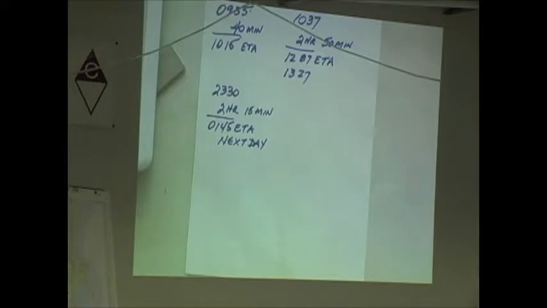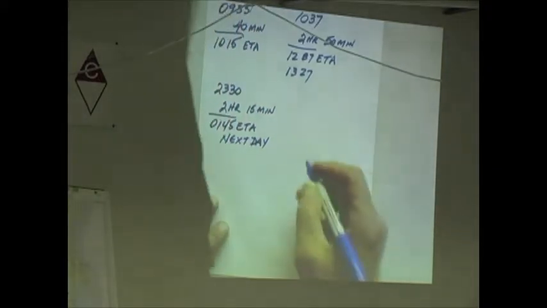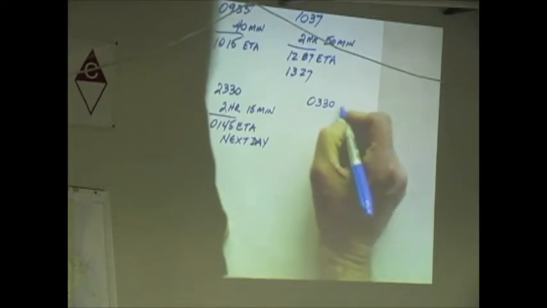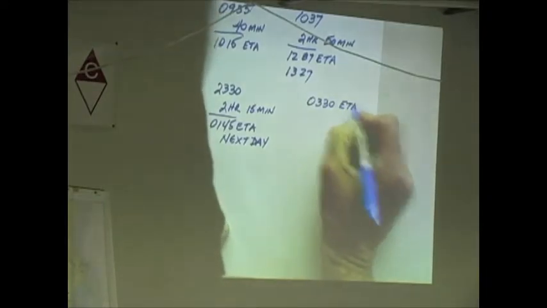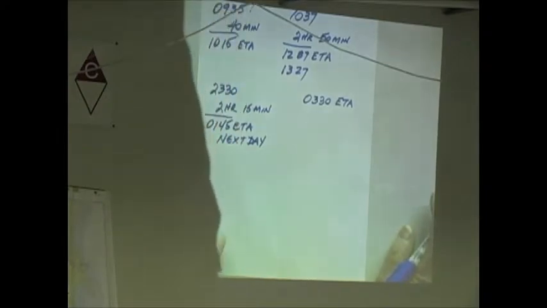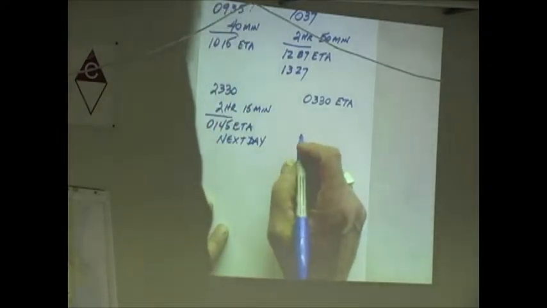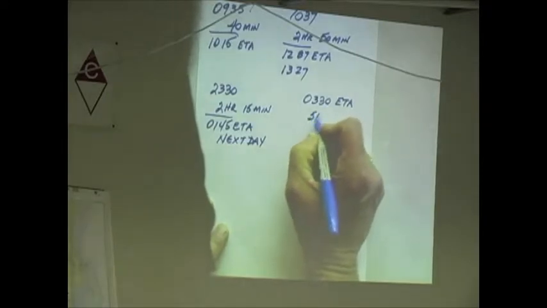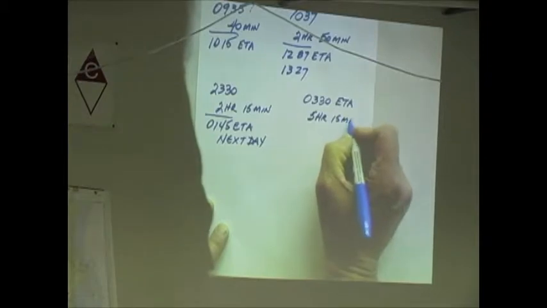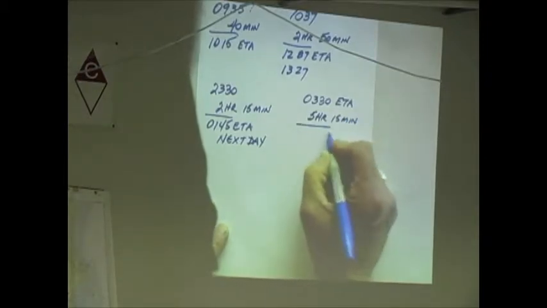Okay? Let's throw you a curveball. We know we want to get there at 03:30 or 3:30 in the morning. We ran 5 hours and 15 minutes. At what time did we depart?